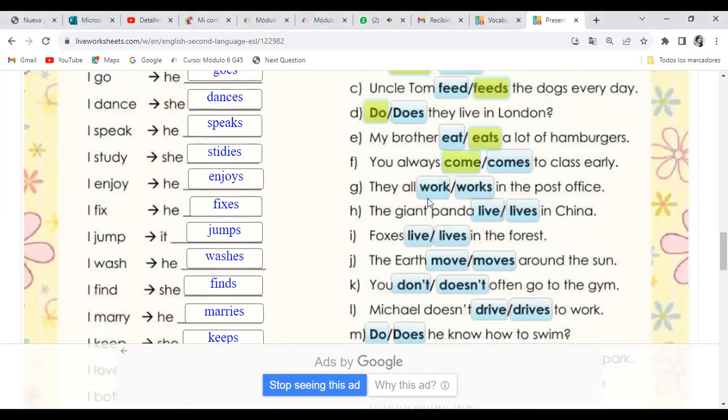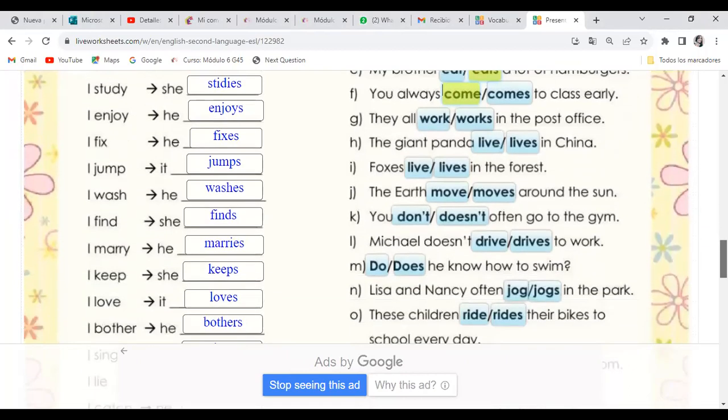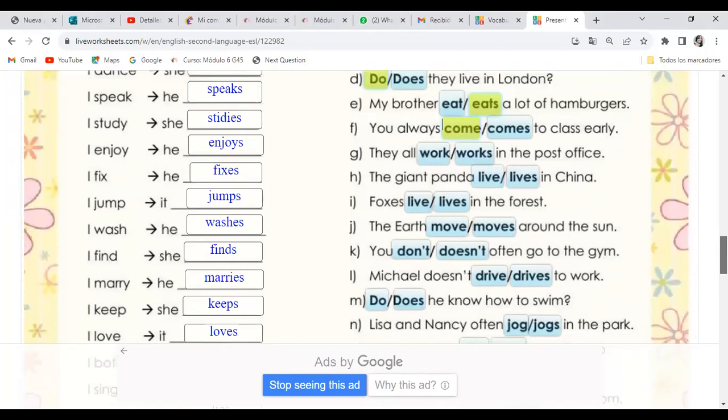What about letter G? They all work or they all works in the post office. Aquí estamos conjugando el verbo con they. Entonces, ¿qué podríamos decir ahí, chicos? They work or they works. Any idea? Work. ¿Alguien que quiera participar? Es work. Yes, very good. They work.